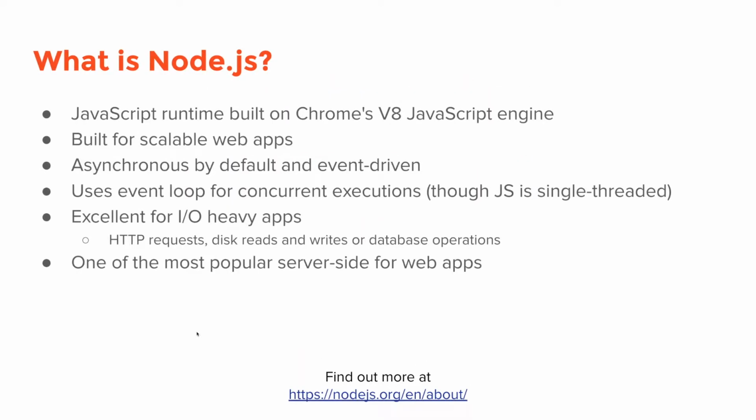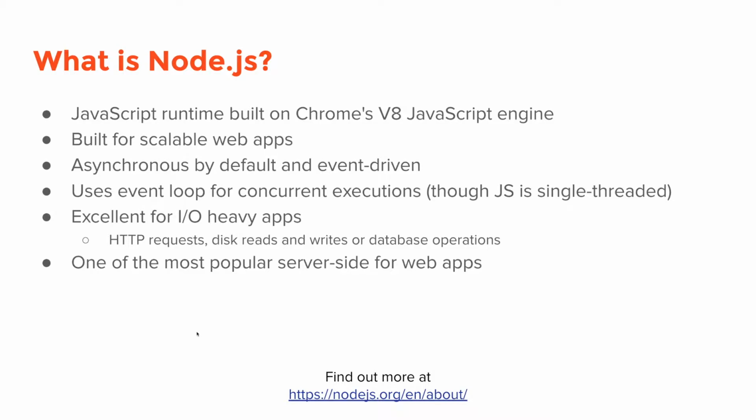So what is Node.js? Node.js is actually a JavaScript runtime which is built on top of Chrome's V8 JavaScript engine. It was built for scalable web applications, and something unique about Node.js is that it is asynchronous by default and event driven. In typical languages or frameworks you would see sequential execution. You finish one action after another, one method after another, but here it's all asynchronous by default. And Node.js actually uses something called the event loop, which helps us to achieve concurrent executions. So even though JavaScript is single-threaded, it has this mechanism which allows it to perform concurrent executions.